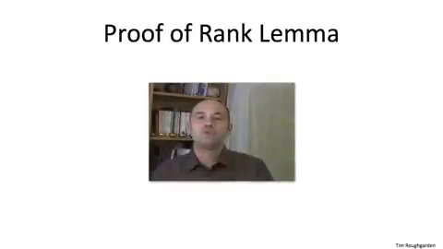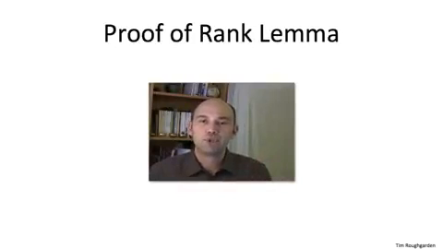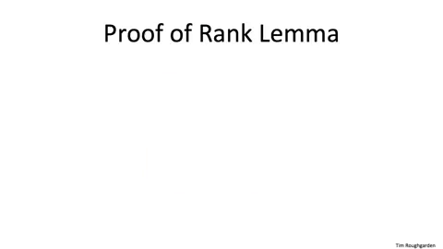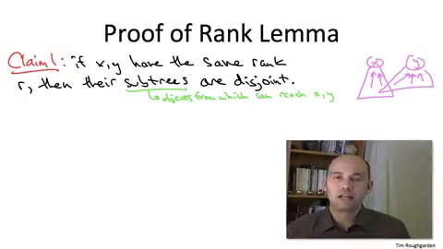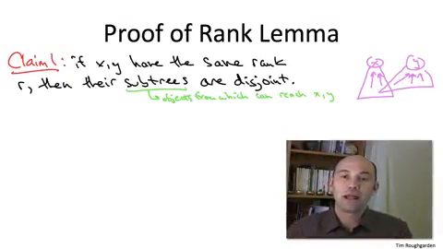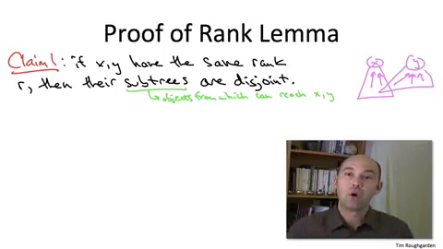I'm going to break the proof down into 2 claims, claim 1 and claim 2. We'll see that the 2 claims easily imply the rank lemma. So claim 1 asks you to consider 2 objects x and y that have exactly the same rank r. And the claim asserts that the subtrees of these 2 objects have to be disjoint. They have no objects in common.